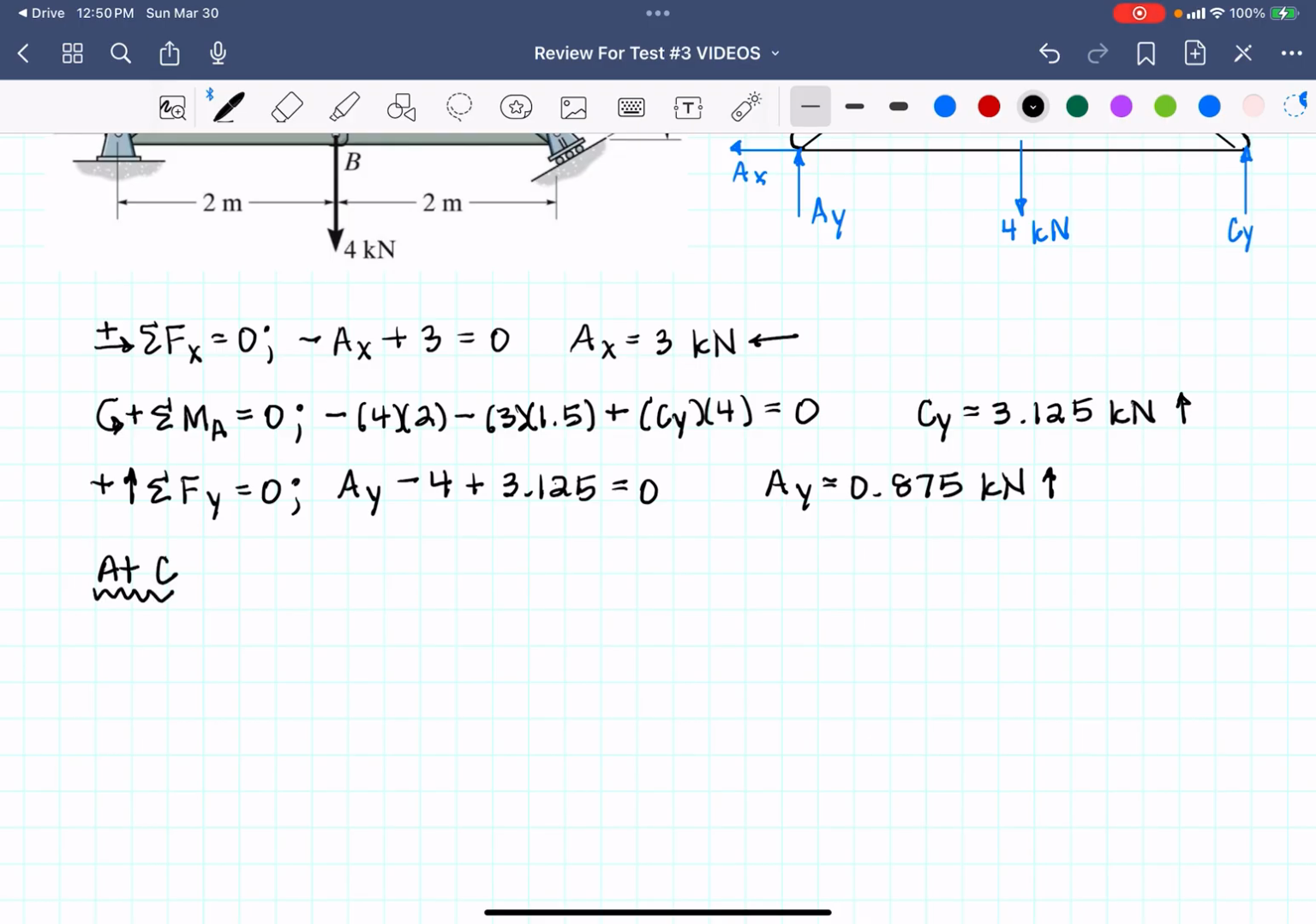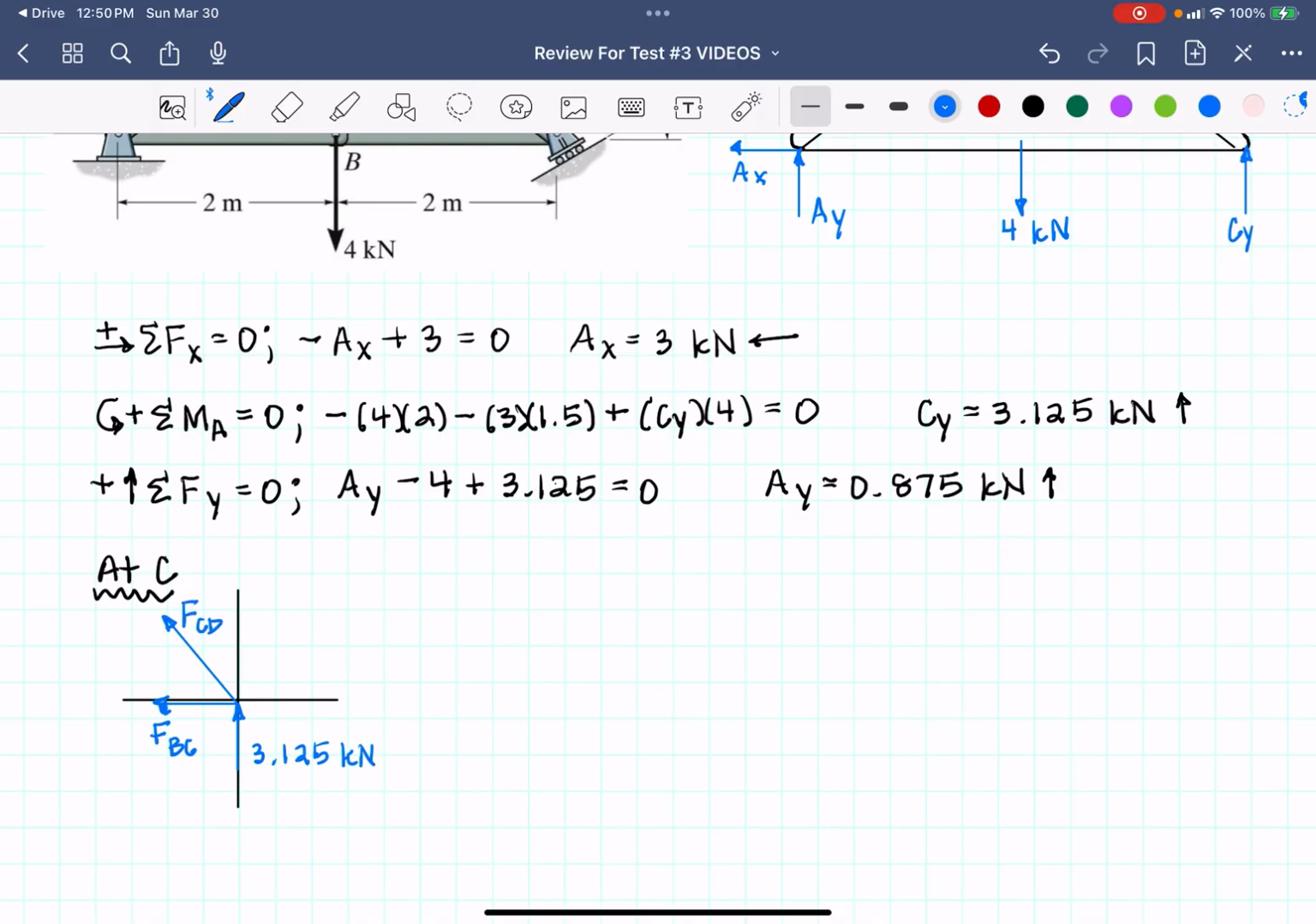So I'm going to draw my free body diagram at C. I've got my y-axis, I've got my x-axis, and then my forces. I've got C of y, which is up, 3.125. Then I've got to the left, I've got FBC. And then at an angle, I've got FCD.